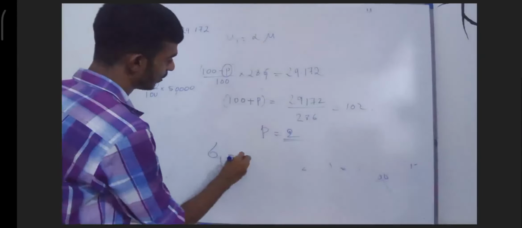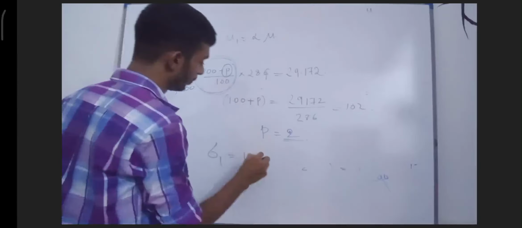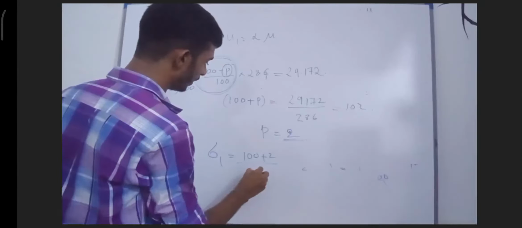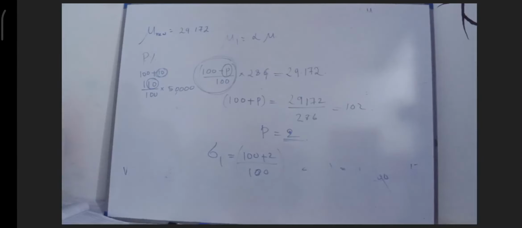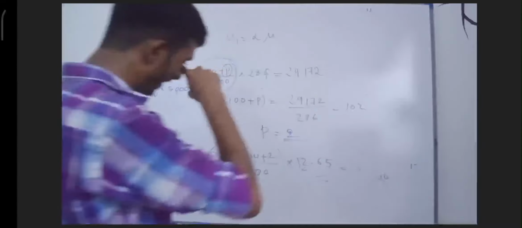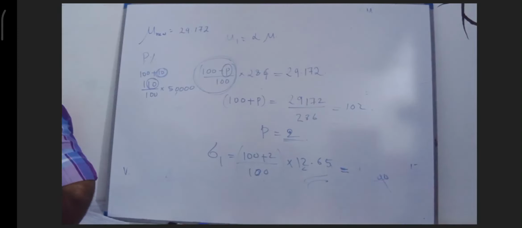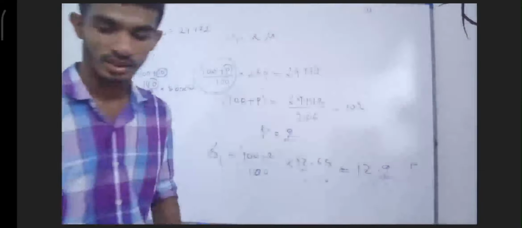After that, sigma 1 is equal to, now my salary is multiplied by this factor. So 100 plus P, with P equal to 2, divided by 100 into my previous standard deviation, which was 12.65. If you simplify this, you will get the answer as 12.9. So 12.9 would be my new standard deviation.